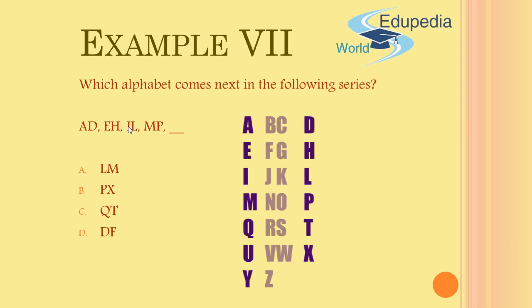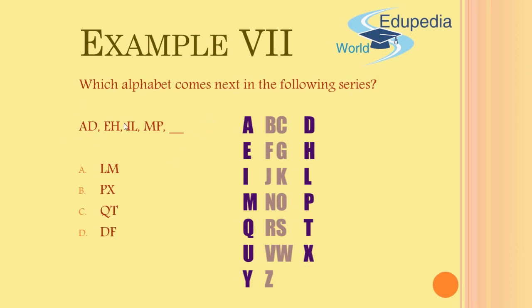I have skipped 2 letters. So A, B, C, D, and then E, F, G, H. So I went from A, skipped BC and got D, then E, skipped FG and got H, then I, skipped JK and got L. So I am skipping 2 letters. By the same logic, it should be M, N, O, P. N, O is skipped and I get P. It will be Q, and RS will be skipped and I will write T over here. So by this logic, I come to know that the fifth blank is QT. So it is AD, EH, IL, MP and QT.